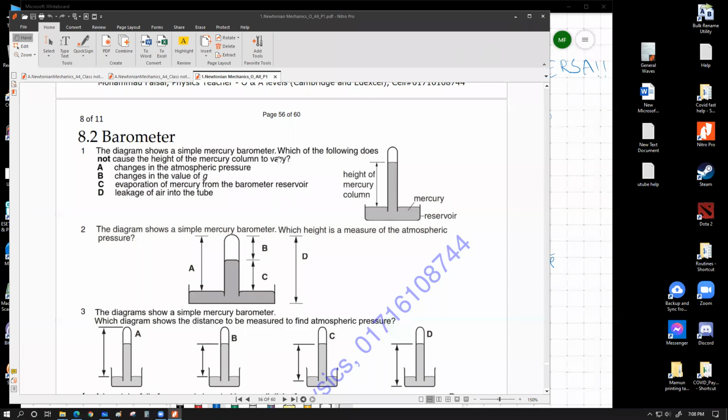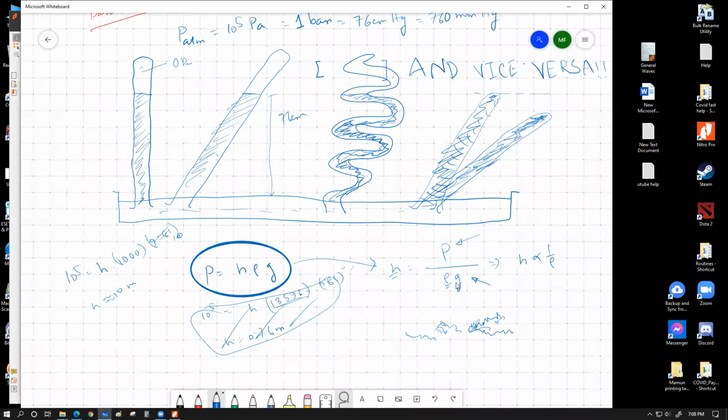The diagram shows a simple mercury barometer. Which one of the following does not cause the height of the mercury column to vary? The formula for the height is h equals p divided by rho g. Due to change in these three variables, the change of any of these three variables or simultaneous change of any of them will affect the value of h. Anything other than these three will not affect the value of h. You can also have a thicker tube over here. I actually forgot to draw a thicker tube. Even if you had a thicker tube, you'd still have the level at 76 centimeter, because the cross-sectional area of the mercury column is not a part of this equation, which means cross-sectional area simply doesn't matter.